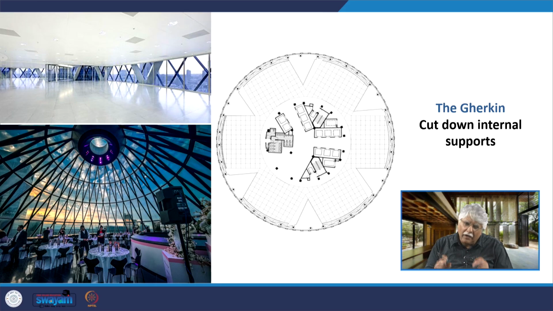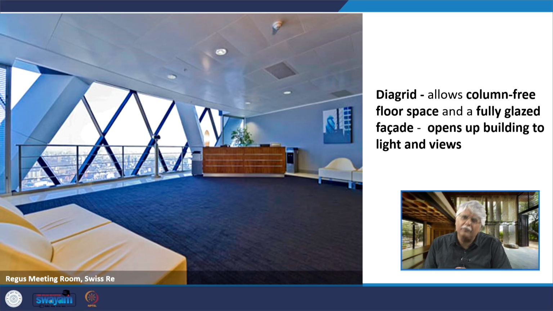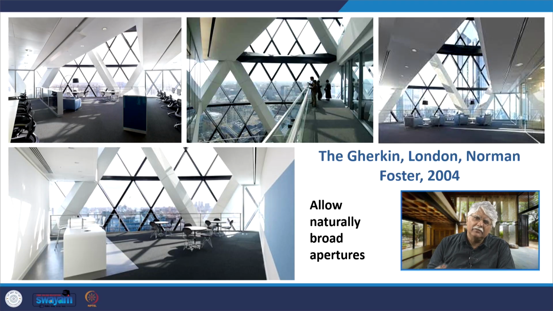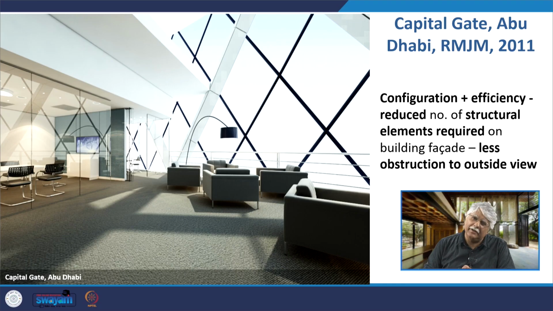Thus the Gherkin cut down on internal supports, as you can see in these images. As you can see in the top floor restaurant with the panoramic view that I talked about earlier, the Diagrid allowed for this column-free floor space in the Gherkin, with a fully glazed facade that opens the building to light and views. This is how naturally broad apertures were there in the Gherkin. We talked about these informal spaces that came out in the Gherkin, and these were spaces where people could gather within the atrium spaces. And a similar thing happened in Capital Gate in Abu Dhabi.